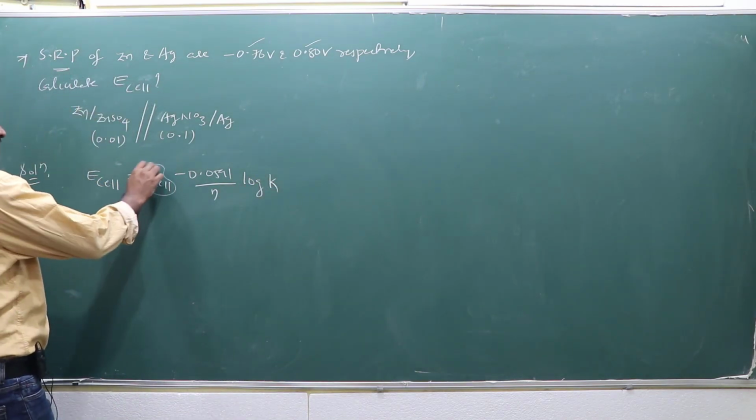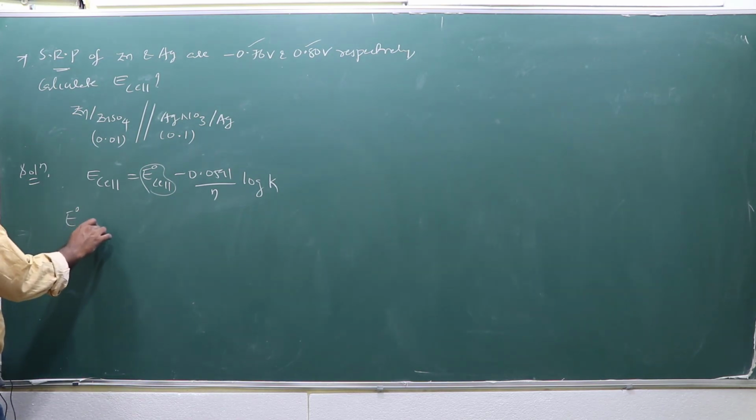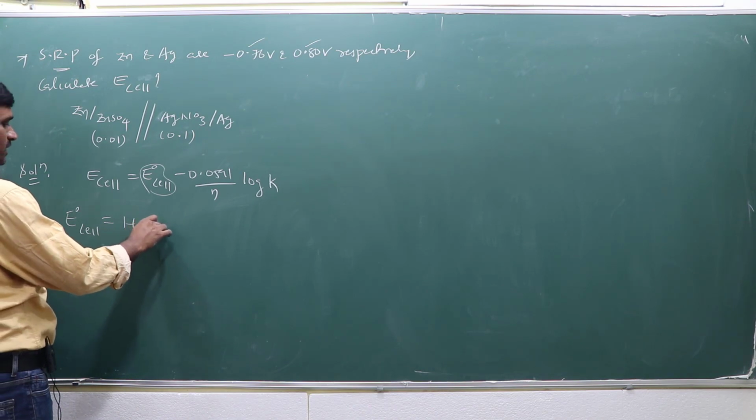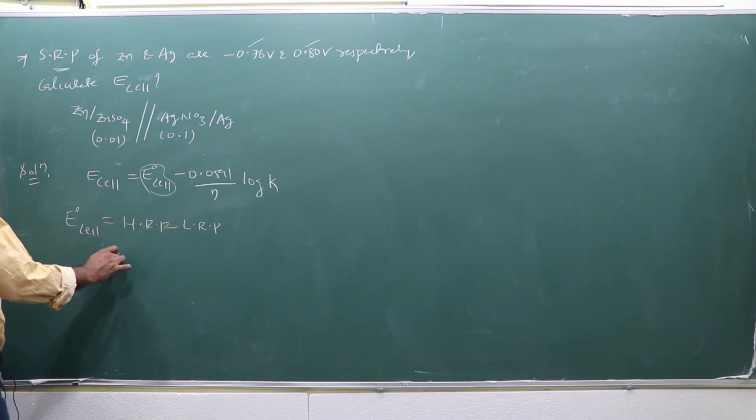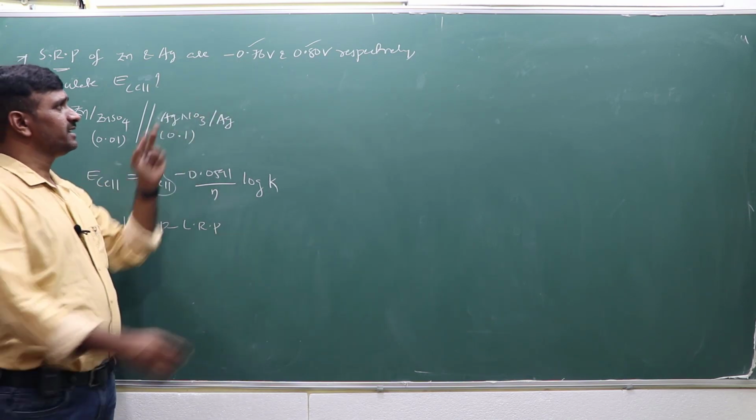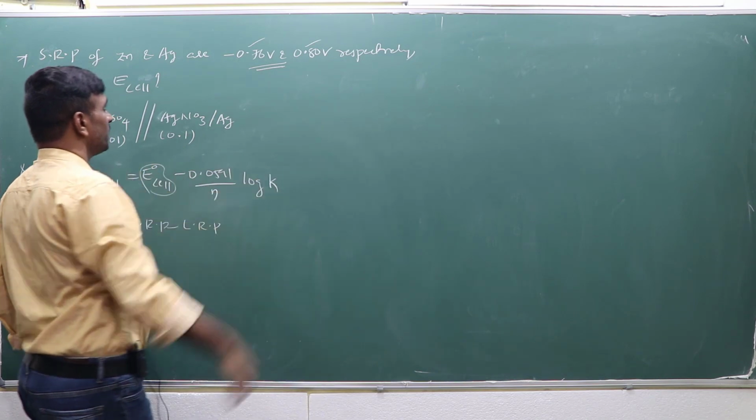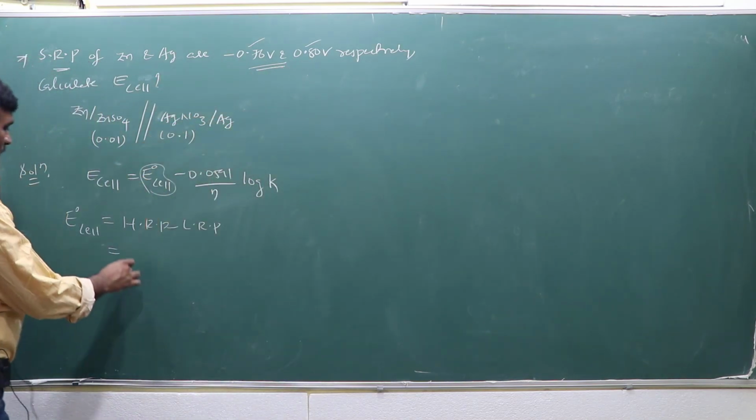First, which one do you have to calculate? E0 cell. How to calculate it? Higher standard reduction potential minus lower standard reduction potential. Don't confuse. Which one is higher among these values? The Ag value is more. Ag plus going to Ag, how much is it? 0.80.